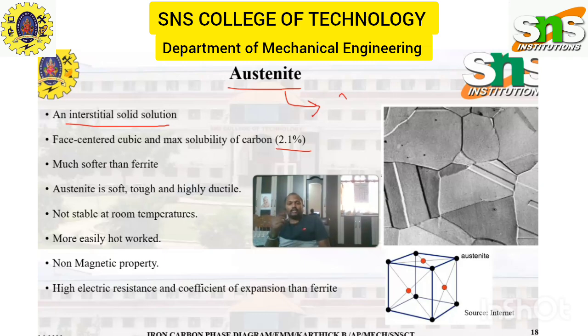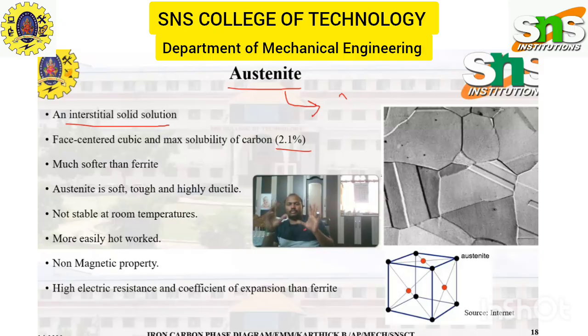This is due to another process, which I will discuss later. It is not stable at room temperature. We can see the austenite loop starts from around 700 degrees Celsius and goes up to around 1130, or 1200 or 1400. So it is not available at room temperature, but using austenite stabilizers you can make austenite available at room temperature.